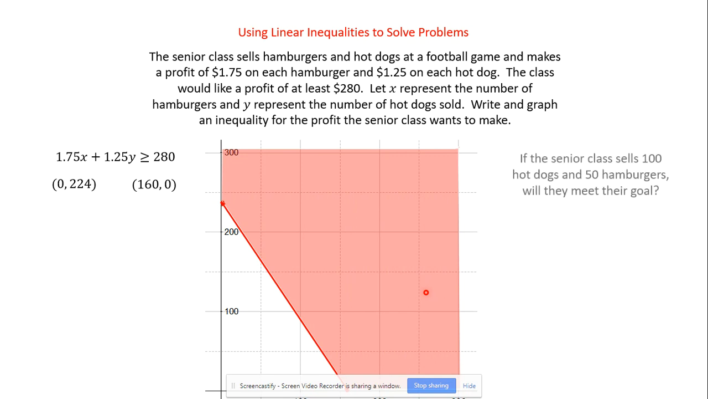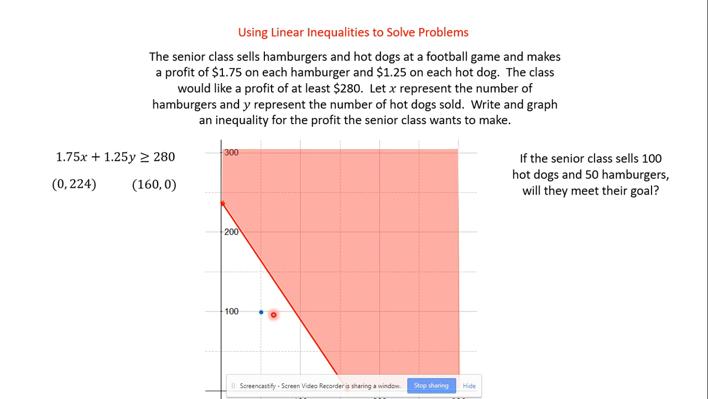And now, second part of the question, if they sell 100 hot dogs and 50 hamburgers, will they meet their goal? Here, notice the 100 hot dogs and hamburgers got switched in their order. Well, on the graph, we can find 50, 100. That would be 50 hamburgers, 100 hot dogs. It's right about there. Is that in the shaded region? No, it's not.